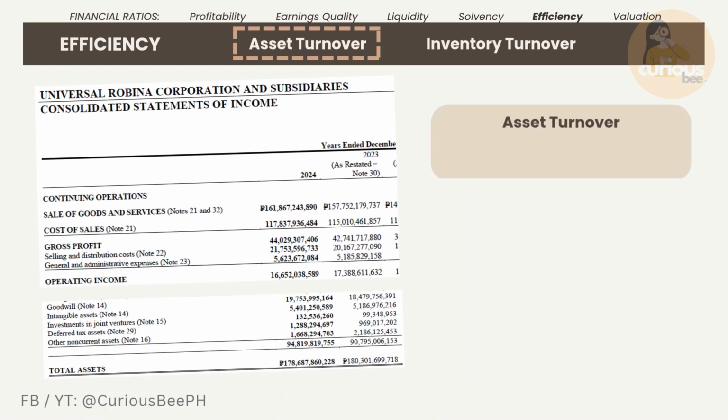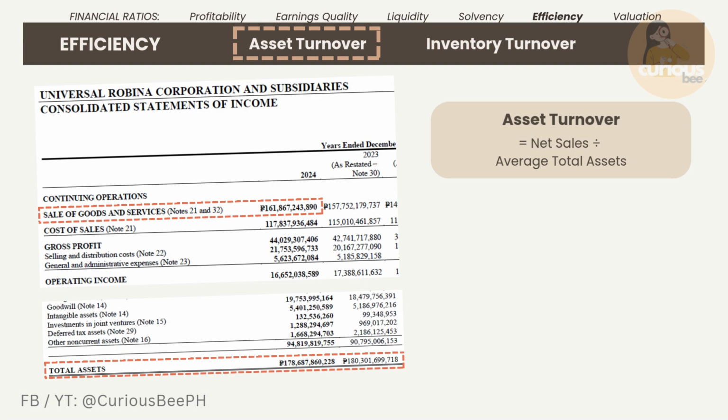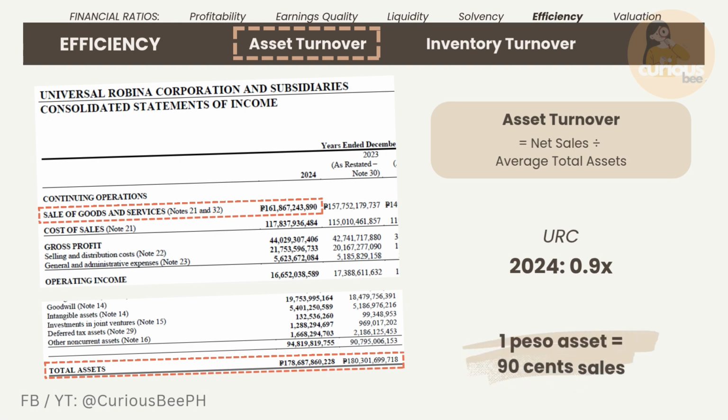Let's start with asset turnover. The formula is net sales divided by average total assets. Our sample company's asset turnover in 2024 is 0.9 times. This means that for every peso of asset, the company is able to generate 90 cents in sales. Is this good? If we look into its 2023 turnover, we can see the same turnover rate, indicating that this could be the normal level for the company.